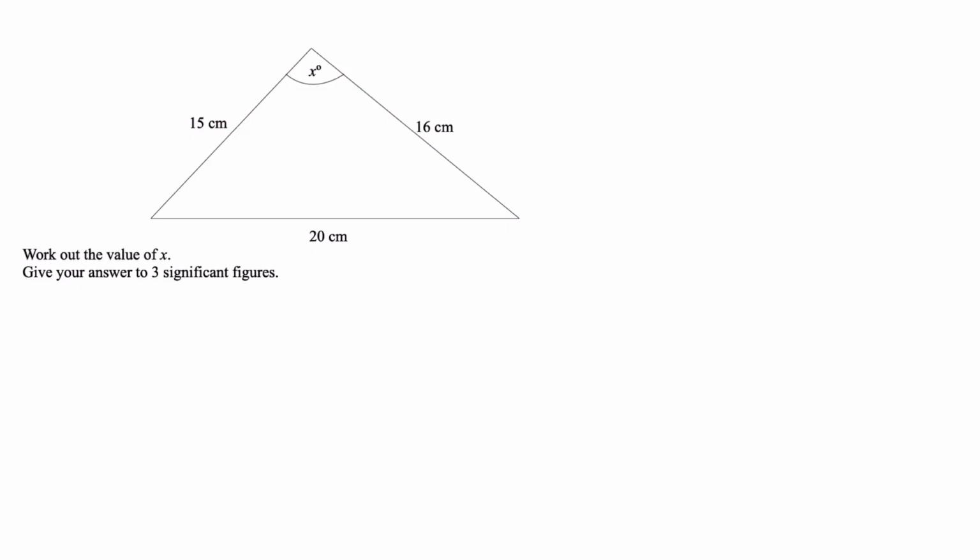So again, it's very important that we label the angle that we're trying to find as a capital A, and we label the side opposite the angle as our small a. As before, it doesn't really matter which one is my b and c. So I'll label my 15 as my b and 16 as my c. Now let's write down the formula that we've been using for the past few questions, which is a squared is equal to b squared plus c squared minus 2bc cos A.